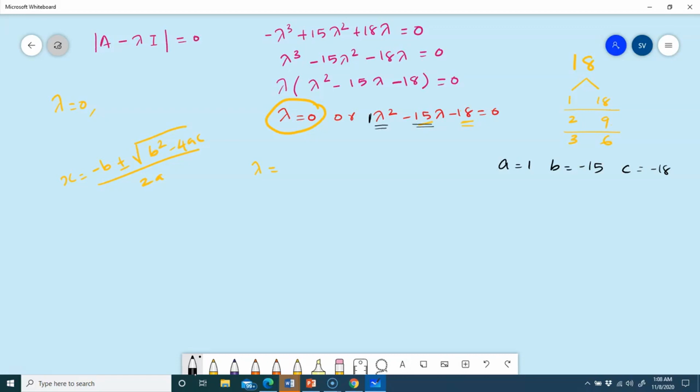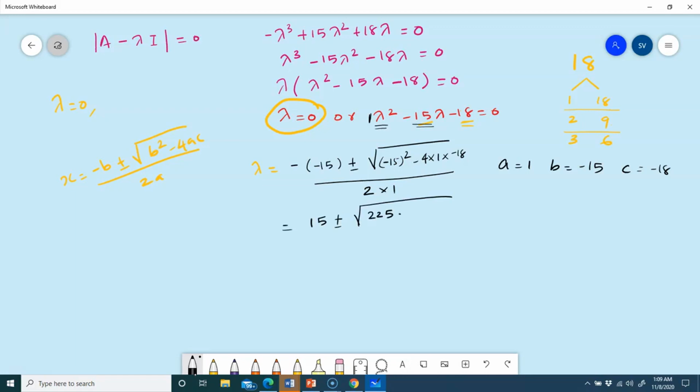Let's calculate this. Minus b, minus of negative 15, plus or minus root of b square, that is negative 15 square, minus 4 times a which is 1 times c which is negative 18, over 2 times a which is 1. Negative of negative is positive, so that is 15 plus or minus root of 15 square, which is 225, and negative times negative is positive, so 4 times 1 times 18 is 72, over 2 times 1 is 2. That is 15 plus or minus root of 225 plus 72, that is 297.